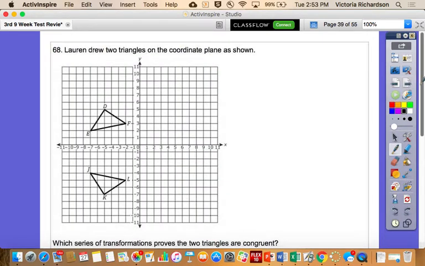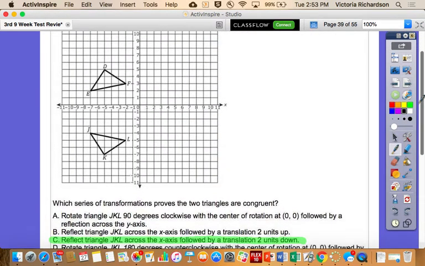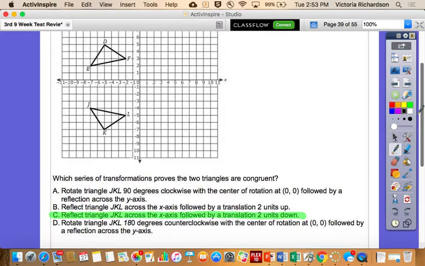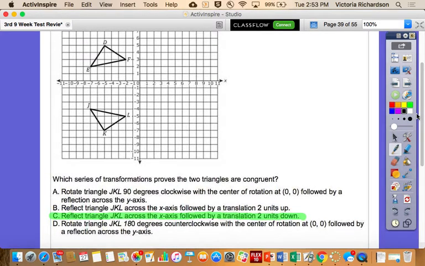68 is similar to the last one. You have to do the same thing. You need to use patty paper and trace one and figure out what would be the correct order or sequence of transformations that you need to use in order to get one to line up directly with the other. Your correct answer is C.